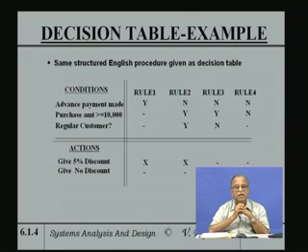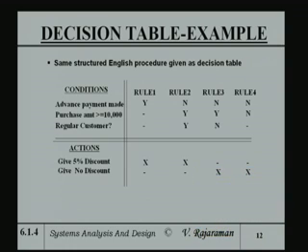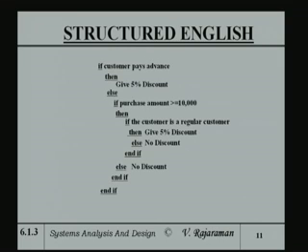The same thing can be expressed as a decision table. As you can see, it is a non-procedural thing. In other words, it does not say in detail what is done in sequence and what actions are taken in sequence. In structured English, it is called procedural, because step by step you go, and at the end or during the steps you talk about a certain action to be taken, in this case giving either discount or no discount.